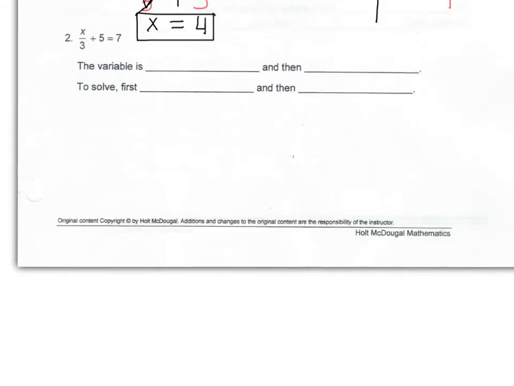The second example has division and addition in it. We're still going to fill out our sentences. The variable is divided by 3, and then we add 5. To solve, we're going to first subtract 5 and then multiply by 3. Let's go ahead and rewrite this equation down here.